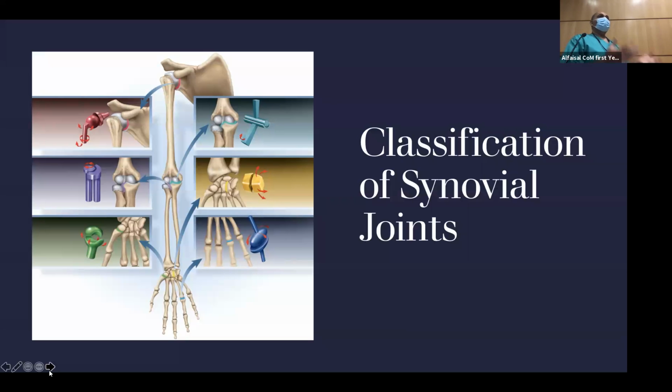So guys, we can classify the synovial joint on different criteria. And this is how you have been shown within your upper limb. There are different joints and they have different names on the basis of their shape, on the basis of their movement criteria. So we have different criteria for classifying these joints.